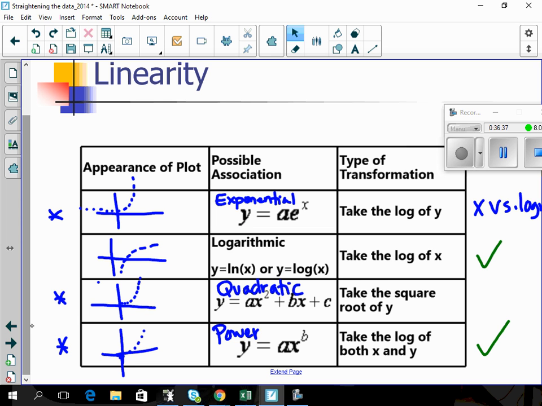They talk a little bit more about the quadratic and what you would do. You would just be taking the square root of y. That's the transformation that you would do, and then you would basically square both sides to get y by itself to solve the equation. So I don't really want to do any more than that.